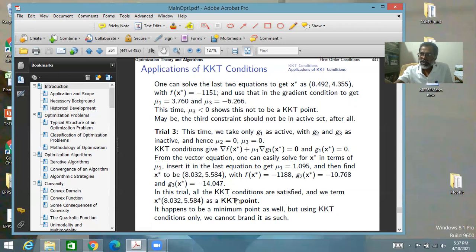Now, further tests, possibly in the second order, can tell whether it is a minimum point or not. After we cover second order conditions, you should check this point against them, whether it stands that test and gets confirmed as a minimum point. As it happens, this is a minimum point.